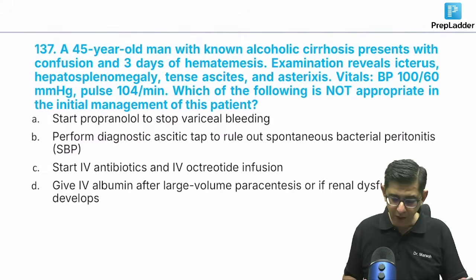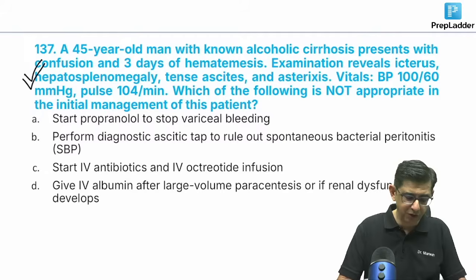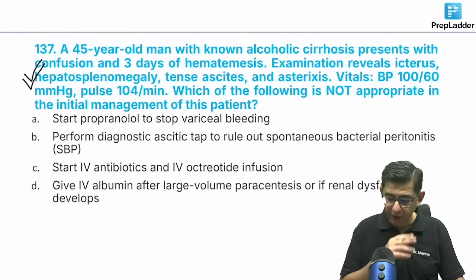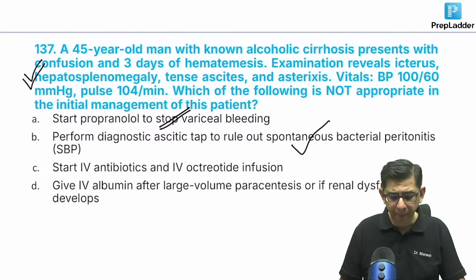Okay, so there's a man with alcoholic cirrhosis who presented with confusion and 3 days of hematemesis. I mean, standard portal decompensated cirrhosis is what he's trying to say. And the patient's BP is 100/60. Propranolol would be used for prevention of bleeding, not in acute variceal bleeding. So this goes out. Spontaneous bacterial peritonitis can occur.